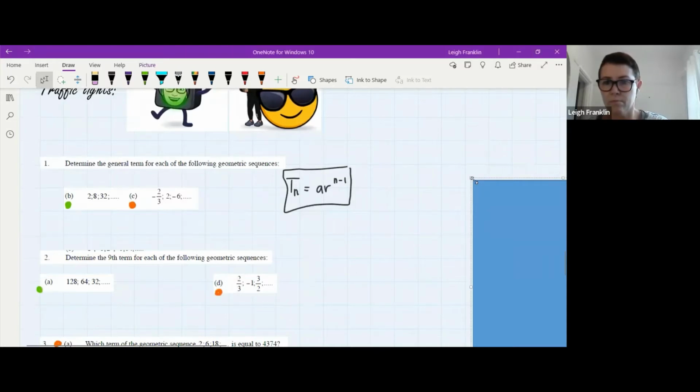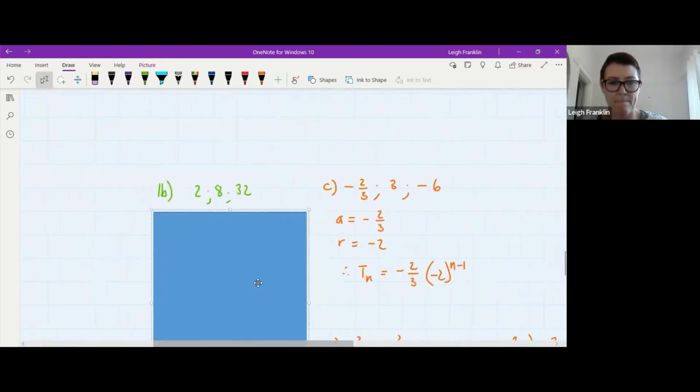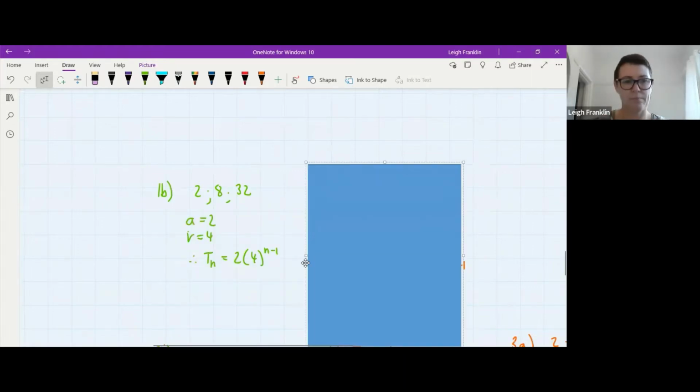So then your A is your first term. So Tn will be 2 and your r is 4 to the power of n minus 1. So that is the answer for B. There we go. All right, so if you got that, then that's perfect.